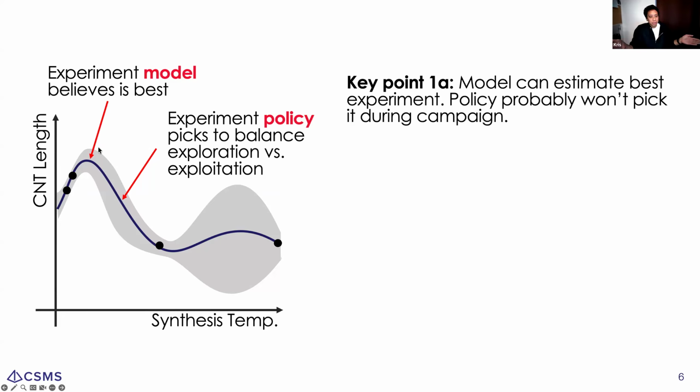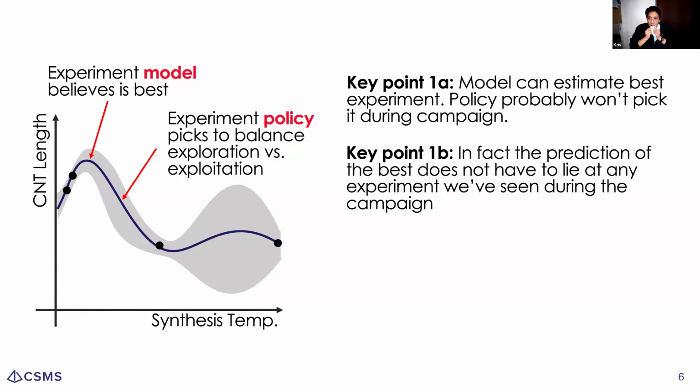So underlying throughout our campaign, we have an idea of what's a good experiment, but we're never trying that in our campaign. So the responses that we see, we know aren't going to be that great. They're not selected to be great. They're selected to balance between exploration and exploitation, right? In particular, the prediction of the best doesn't have to be in any experiment that we selected during the campaign. Because again, we're picking experiments that are not best according to the model. We're picking experiments that balance between exploration and exploitation.